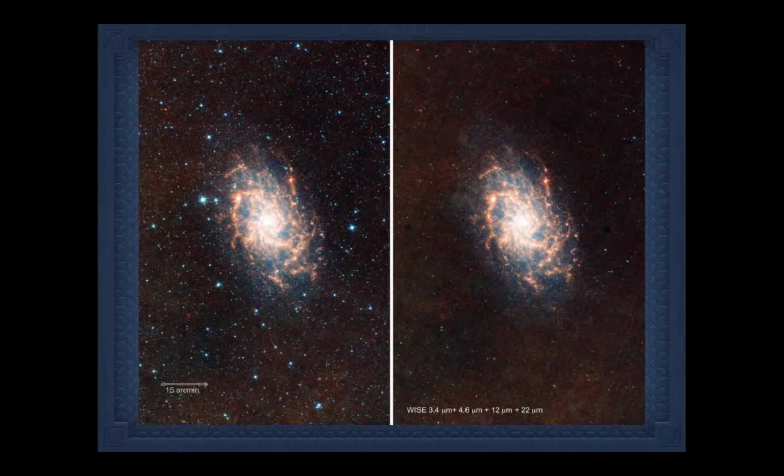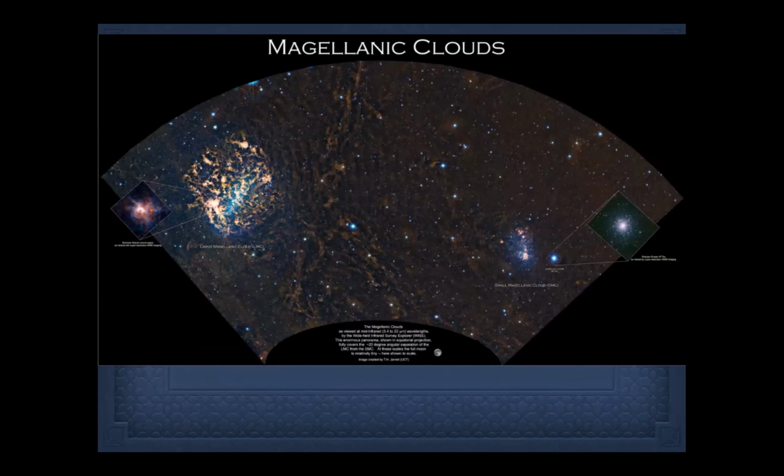M33, left, right. You can see after we've determined what belongs to M33, that's what's on the right. Magellanic Clouds, man, look how hard this is. Just look at this picture. This is 30 degrees across. This took me years to make.